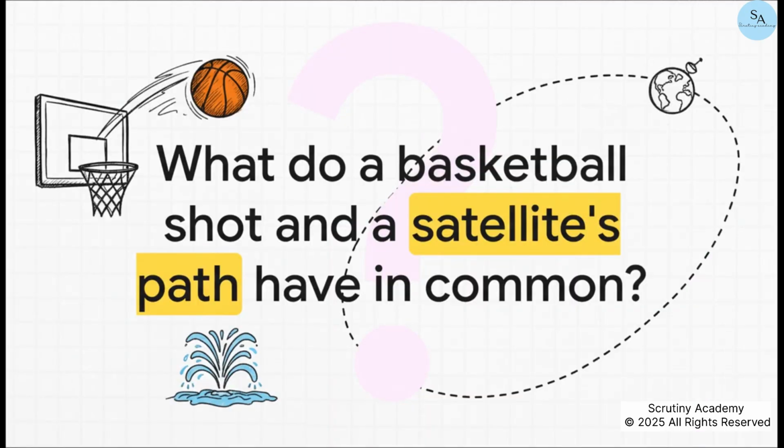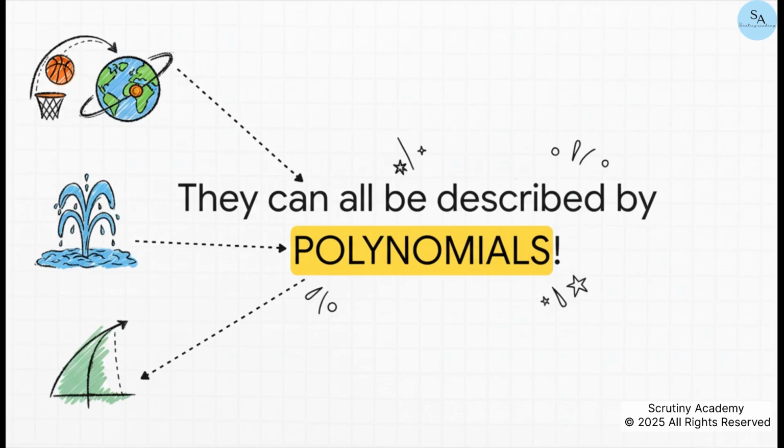So, to kick things off, I've got a little question for you. Picture this. A basketball player takes a shot. What does that perfect arc look like? Or think about the water shooting up from a fountain, that graceful curve it makes. Or even something huge, like a satellite orbiting the Earth. What on earth do all these things have in common? Well, the answer is polynomials. Yep, you heard that right.